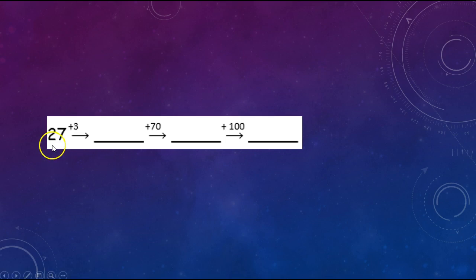Right, let's compare our answers. You had started out with 27 here, and they wanted us to add 3. So 27 plus 3 is 30. Now we need to add 70. So this is a little more difficult than the last one. So let's go and add 7 tens to this 3, and that is 100. Then you need to add 100 to that, which is 200.